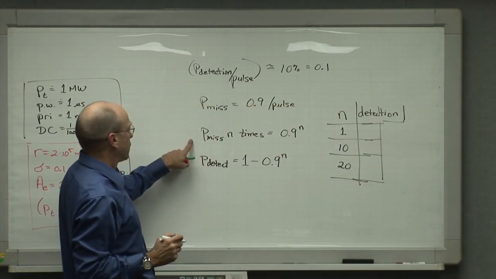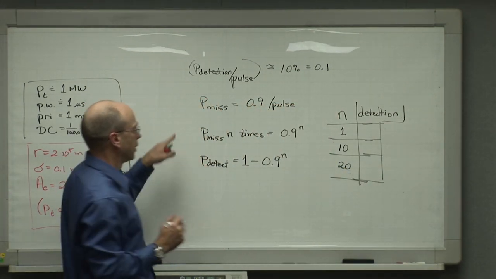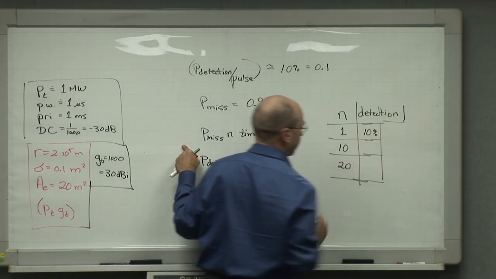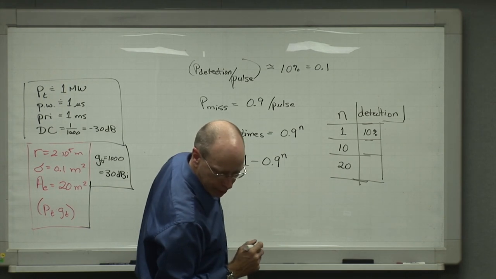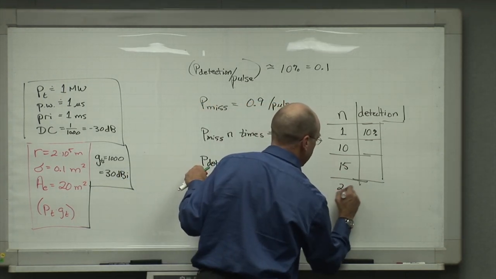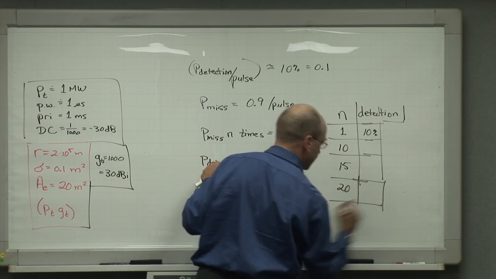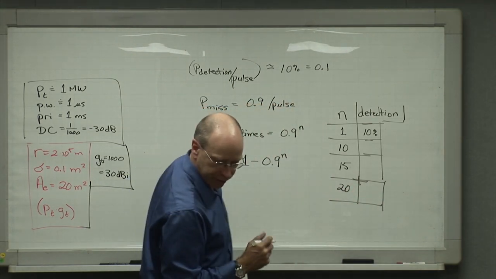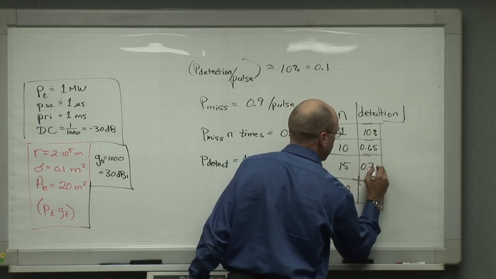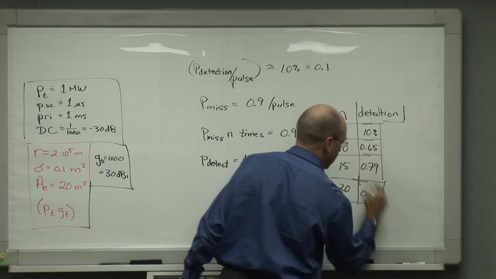Well, the probability of getting a detection here is only going to be 10% if we fire off one. And I actually did 10, 15, and 20. I did the numbers in advance just to see what they came out to be. 0.65, 0.79, and 0.88.